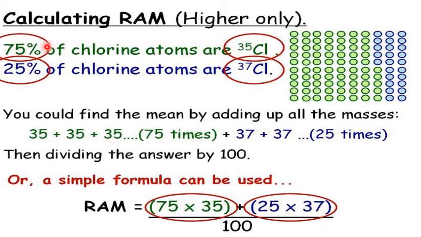So this is our first chlorine atom, and this is its percentage. So we're going to say 75, which is the percentage, multiplied by the mass of chlorine, which is 35, and then added to the percentage of the second chlorine multiplied by its mass, which is 37. Then you're going to divide by the total percentage, and percentage is always out of 100, so you divide by 100 and tell me what you get. You should be getting 35.5.